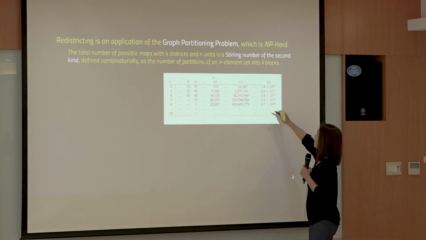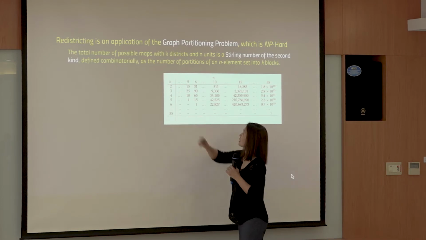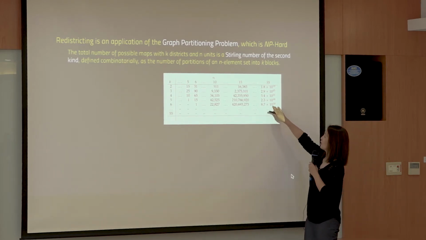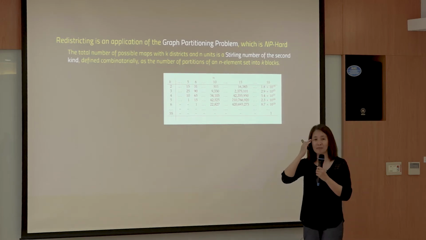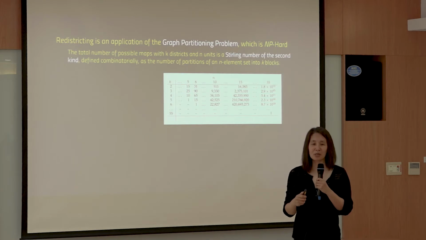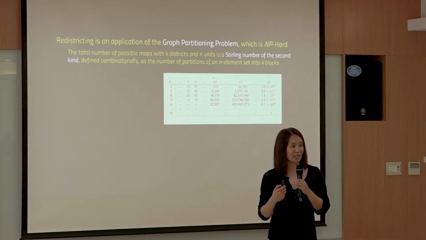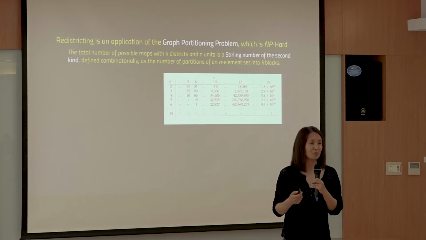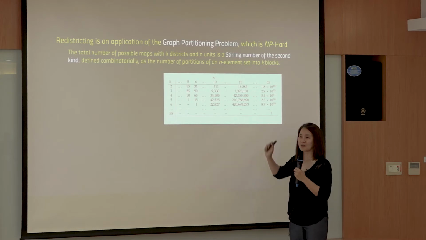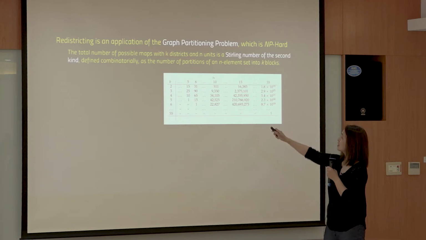So if you had 55 things and you were to put them into six districts, and there were no constraints on how you were to do that, there's 10 to the 39th ways to do that. So that's a really, really big number. To give you some idea about how big that is, there have been fewer than 10 to the 18th seconds since the universe began. So this is much bigger than the number of seconds since the universe began. That's how many ways there are. And this is 55 units into 6 districts.